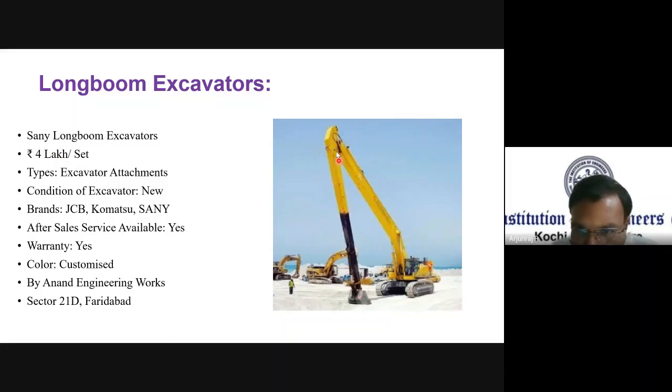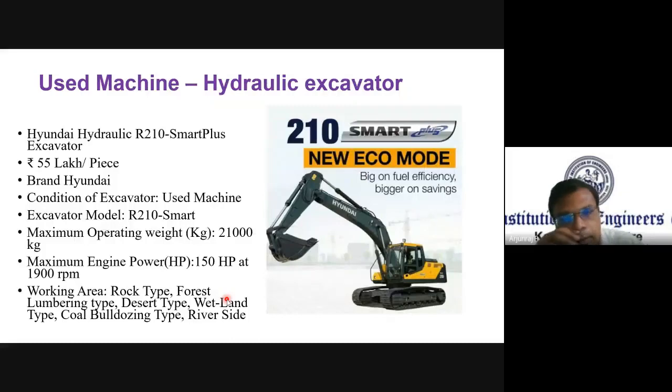And the cost, not of the complete vehicle, only this excavator attachment, is going to be 4 lakh per set, and this can be attached to an excavator. And the brands, Jcb, Commercial, and the company called Anand Engineering Works, manufacture these boom excavators, and it can be attached to machines manufactured by Jcb, Commercial or Sari. Even the sales service availability and the warranty are there, and this company is located in Faizabad.